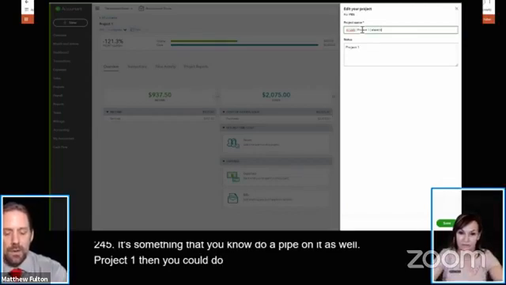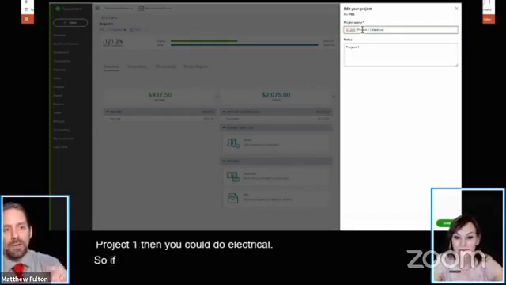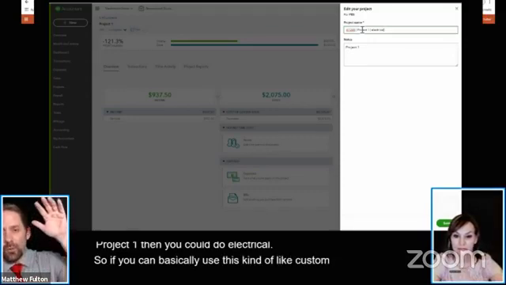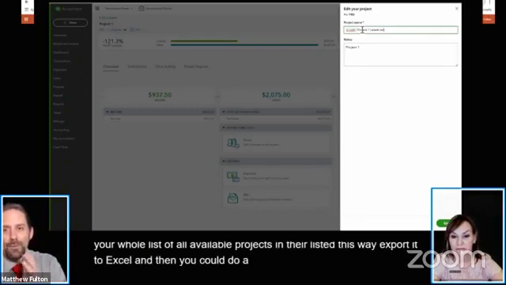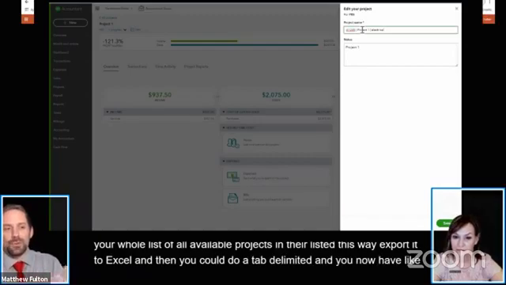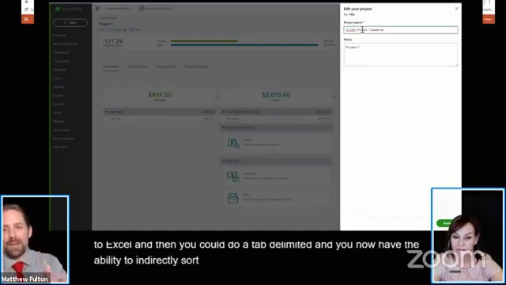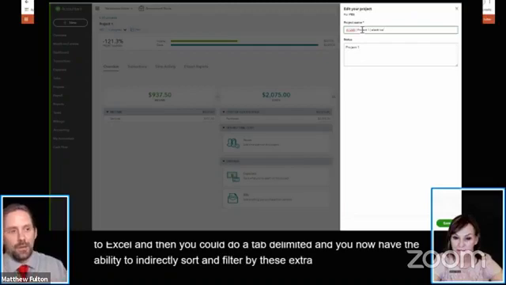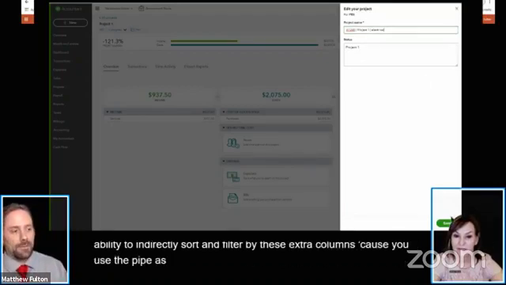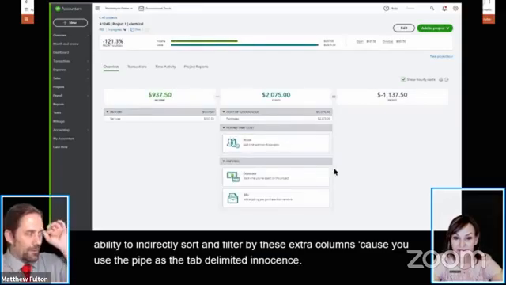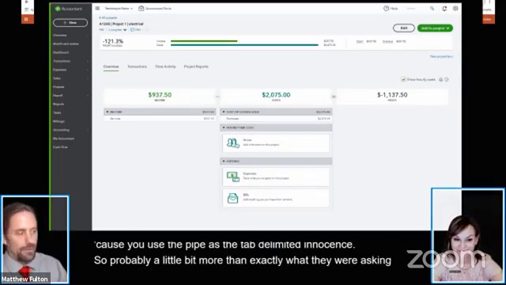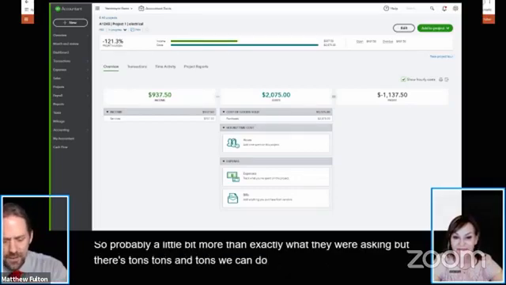electrical. So you can basically use this kind of like custom fields as to, if you have your whole list of all available projects and they're listed this way, export it to Excel, and then you can do a tab delimited, and you now have the ability to indirectly sort and filter by these extra columns because you use the pipe as the tab delimited in a sense. That makes sense. So probably a little bit more than exactly what they were asking, but there's tons and tons we can do with that.